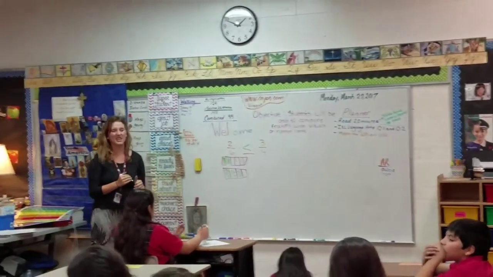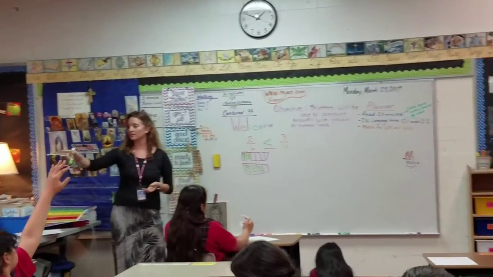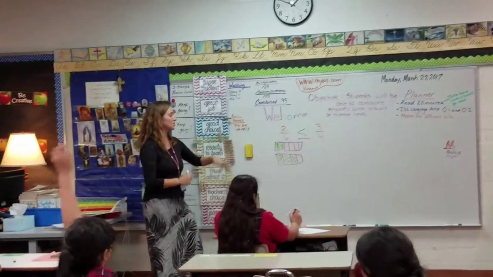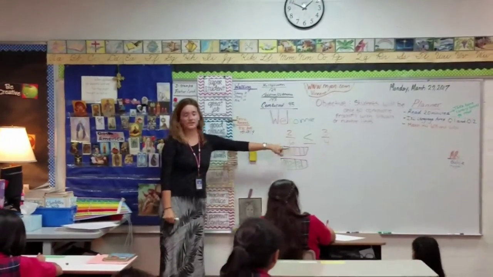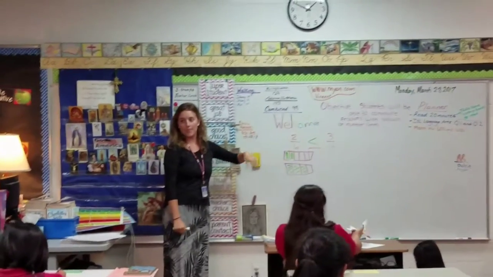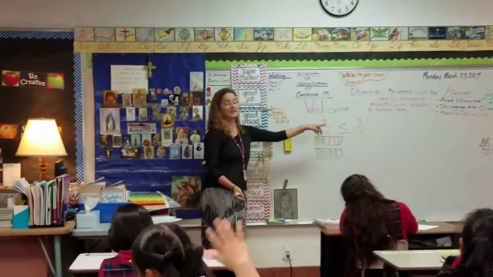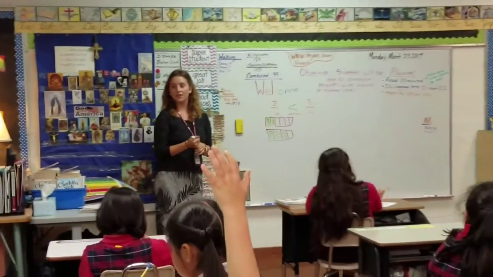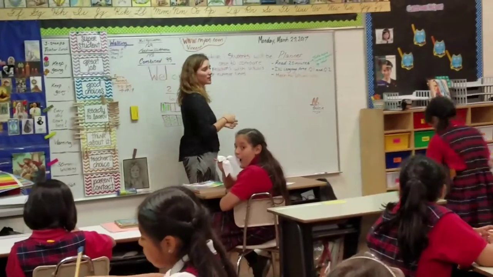So how would we say this? Can someone say how we would say this in a sentence? Johnny? Less than. So say it all together. So what is this? 2/6 is, how would you say it? So 2/6 is less than. Less than 3/4. Perfect. So 2/6 is less than 3/4.